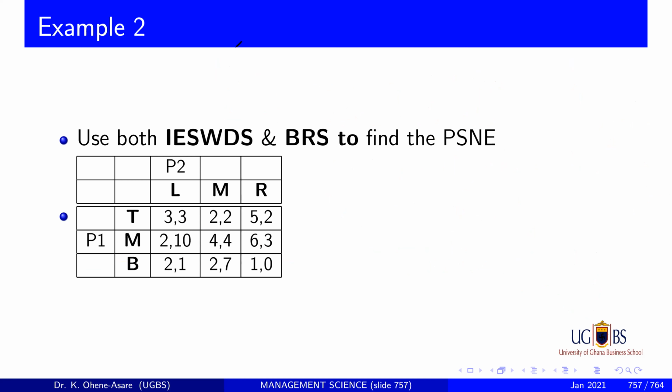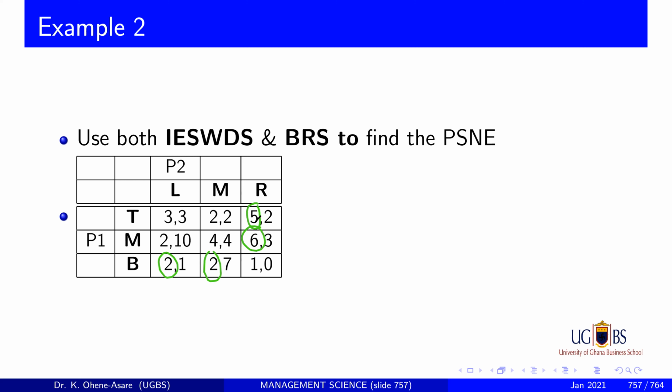Now, if you take player 1 and look at its strategy T, if you look at 3, 2, 5, which one is bigger? It is 5. So you just circle the 5. The next one, strategy M, 2, 4, 6. Which one is bigger? It's 6. Strategy B, 2, 2, 1. Which one is bigger? It is 2 and 2. We are done with player 1.